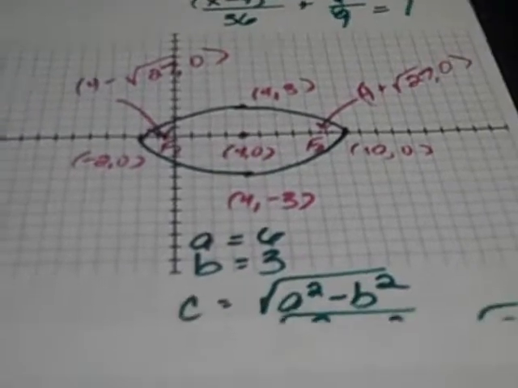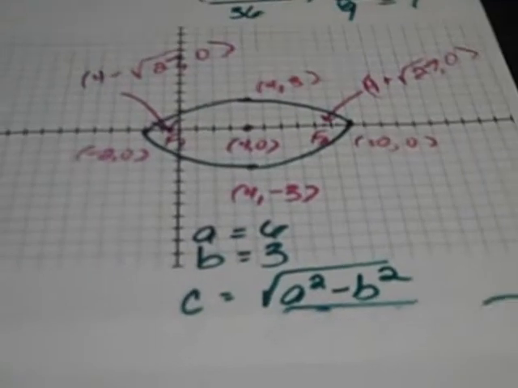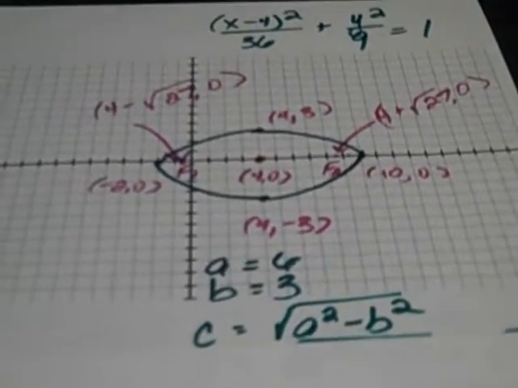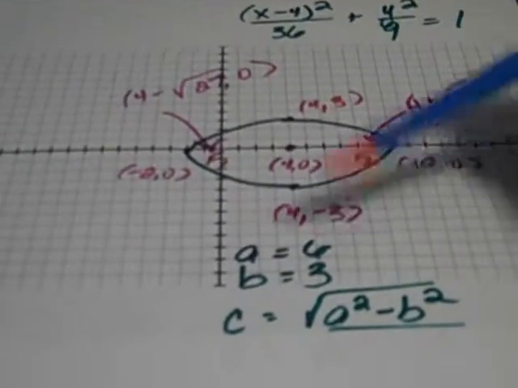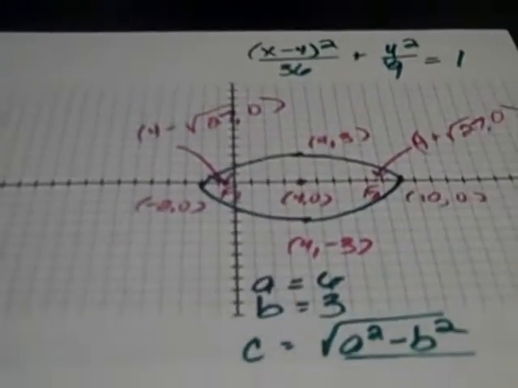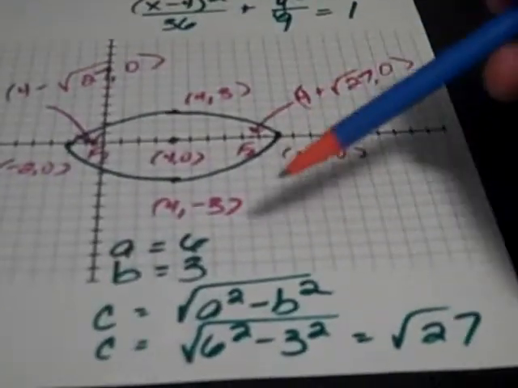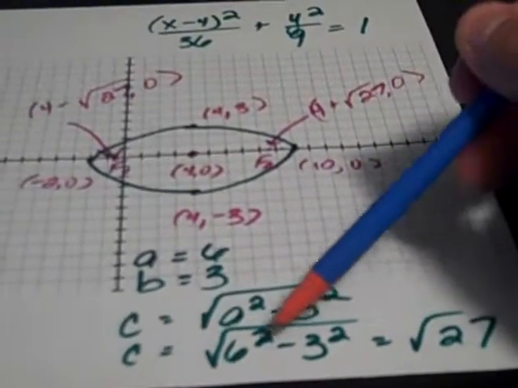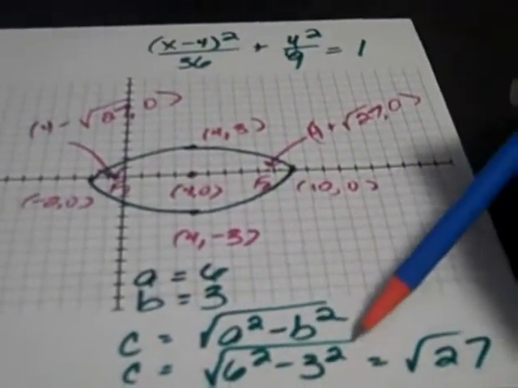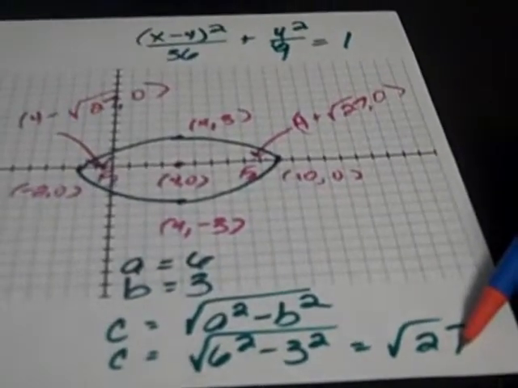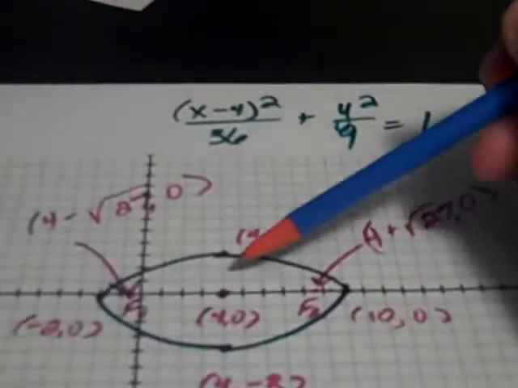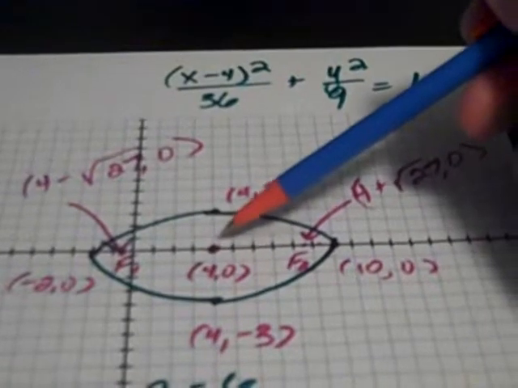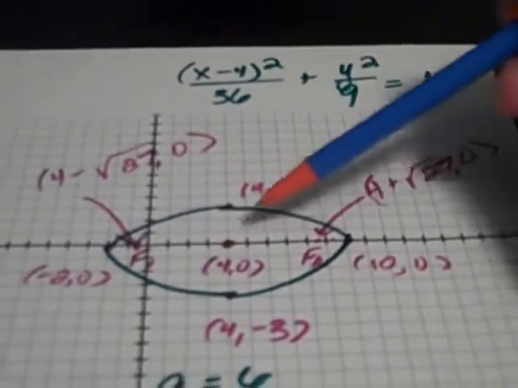What we learned just a moment ago is that the distance from the center to a focus can be found by doing the square root of a squared minus b squared. For this specific example, we know that a is equal to 6 and b is equal to 3. So we just go right ahead and plug that in. If c is the square root of a squared minus b squared, then in this case c will be the square root of 6 squared minus 3 squared, which is the square root of 27. That square root of 27 represents how far from the center the foci are located.